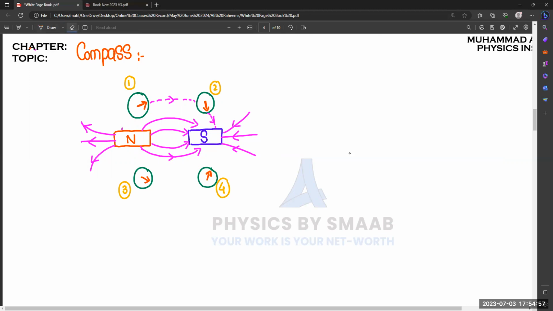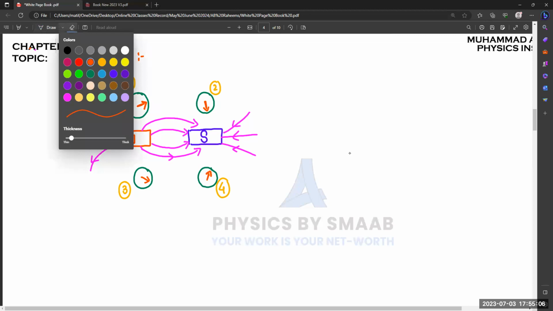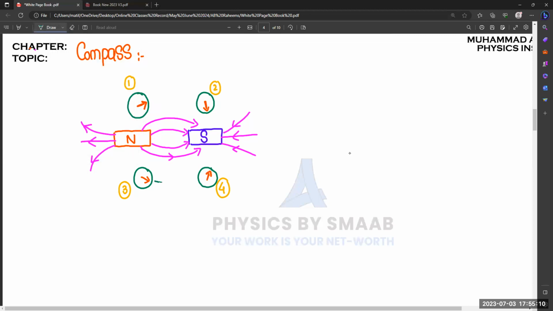This compass direction is also very important, because in questions they used to ask how or what will be the direction of the field line when we are moving from this point, or if a compass is placed at this point, what will be the deflection in the compass. So they used to ask this question also, so that's why it is important.